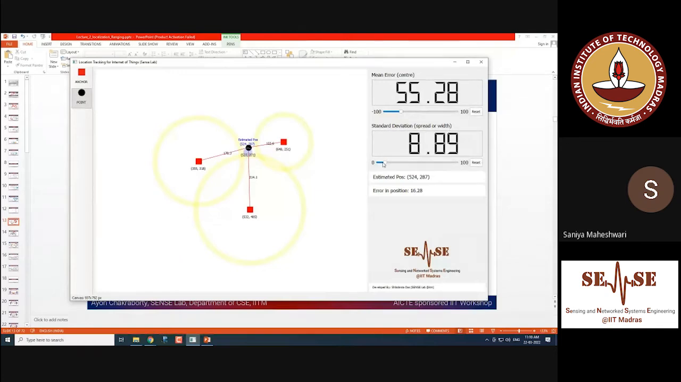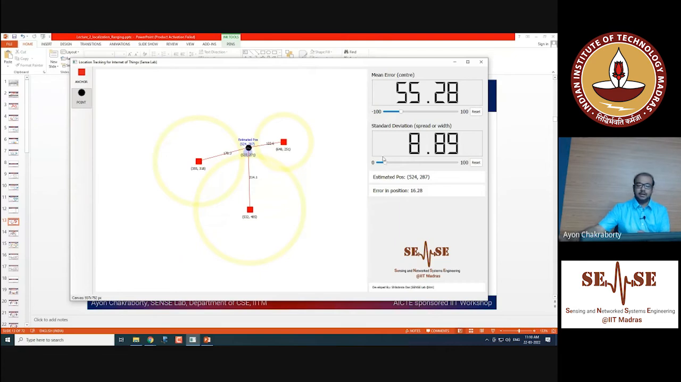Sir, when the three anchors are in one line? Very good, very good. When the three anchors are collinear. You can simply test it out. If you have this collinear set of things, look at the space.